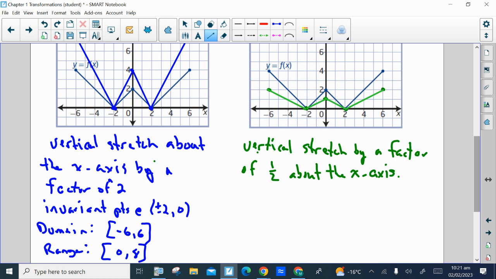Again, our invariant points are the x-intercepts. Whenever a graph is stretched about the x-axis, the invariant points will be the x-intercepts.